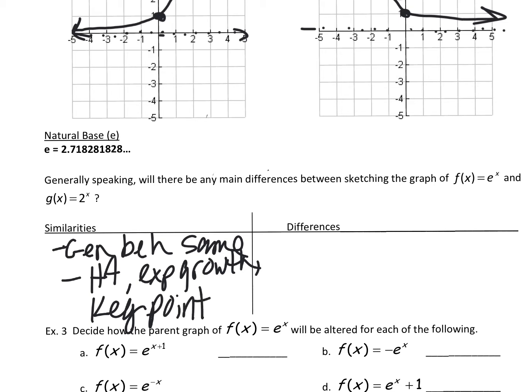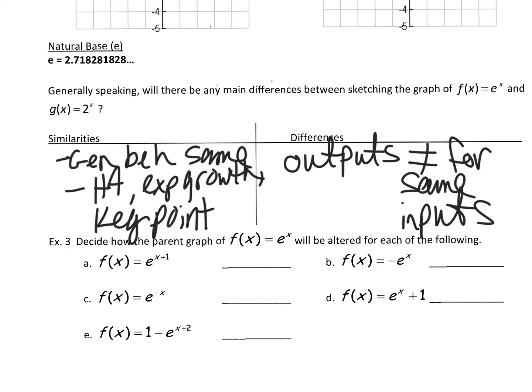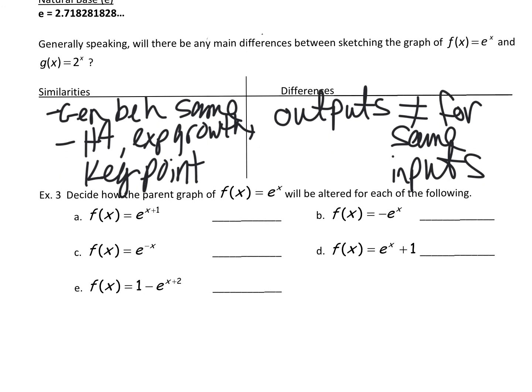Outputs won't always be equal, obviously, for the same inputs. Like if I plug in 2 squared, that's 4, but e to the 2.7 squared, it's a different value. 2.7 times 2.7 gives something in the 6 range, I think. But in each case, the behavior is all the same. Okay, so let's now start looking at transforming, just like we did with parent functions back in the first unit.